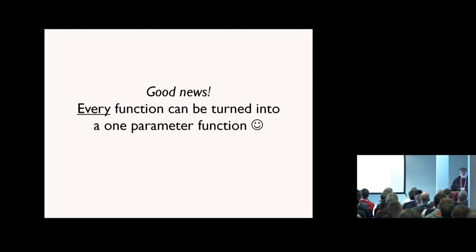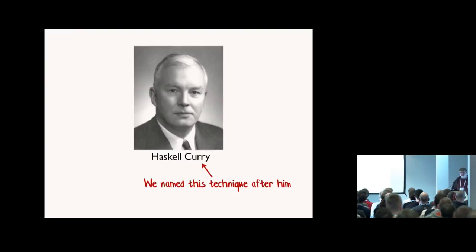So this is a more general problem, which is all these nice composition patterns of gluing things together. It works really well when every function has one parameter. But these functions don't have one parameter. So that's bad news. The good news is that you can actually turn every function into a one-parameter function. That's a very cool thing that functional programming allows you to do. And that is thanks to this guy, Mr. Haskell Curry. The technique of doing this thing is called currying, named after him. So this is something you might have heard of, currying.